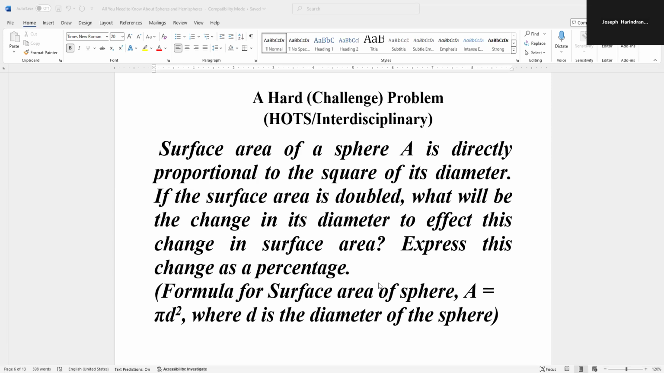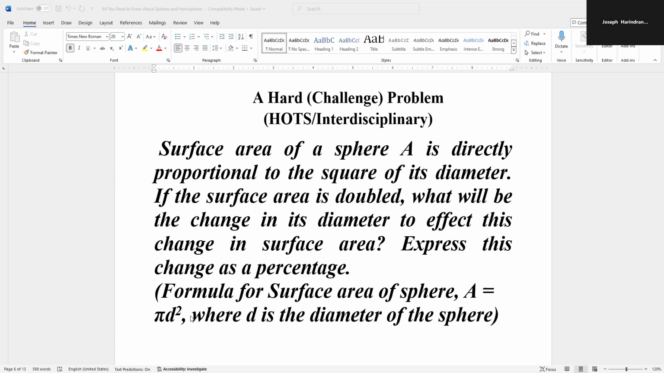Express this as a percentage is the second part of the question. The formula of the surface area of a sphere is given in terms of its diameter. A is equal to pi d squared, where d is the diameter of the sphere. We are using this formula here. This formula is given in the question itself. The surface area of a sphere is given in terms of its diameter, so it becomes not 4 pi r squared, but pi d squared.